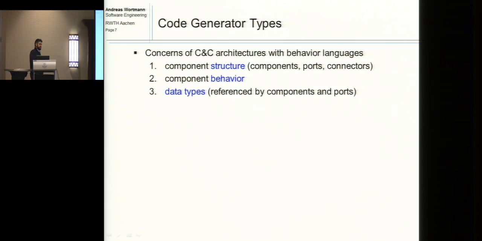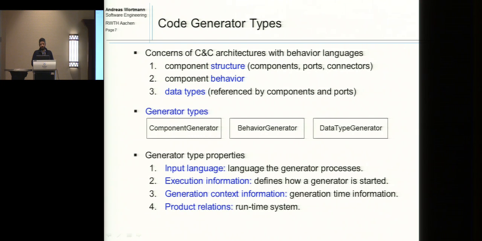For our scenario, we have three generation concerns. The first being component structure, meaning components, ports, decomposition, etc. Component behavior, such as the automaton language or your RobotArm language, which we need to integrate, and data types. And from that, and only in this context, we can generalize it to three generator types we need somehow to integrate.